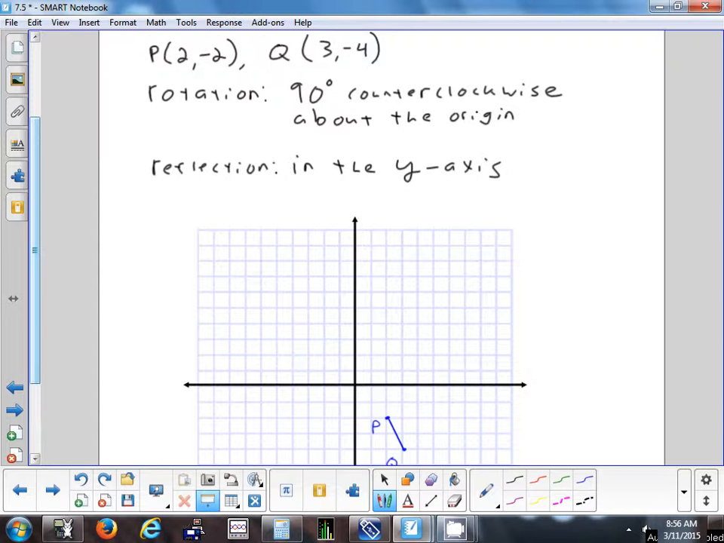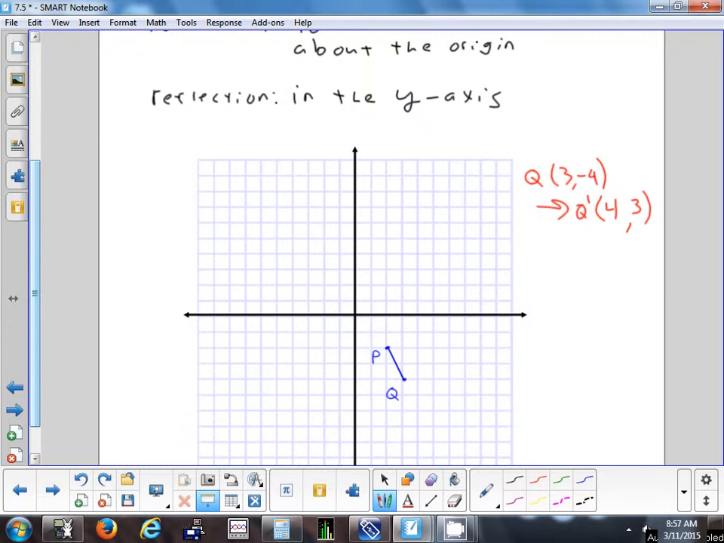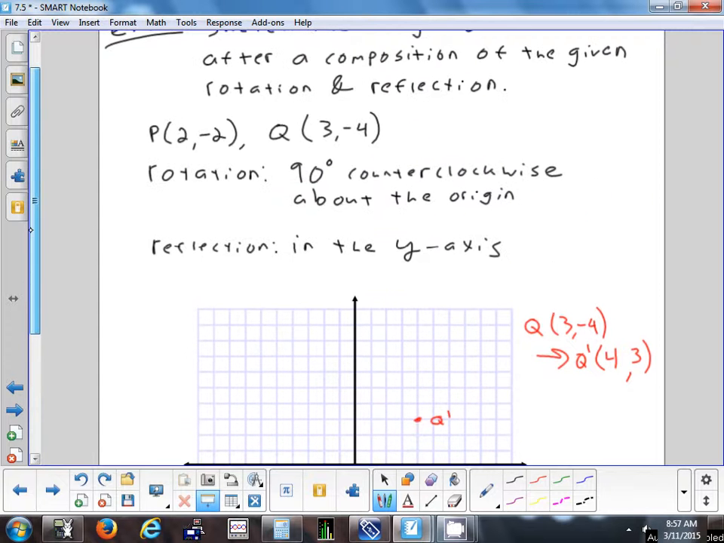All right, so off to the side, let's do Q. Okay, that's 3, negative 4. That's going to become Q prime. If I switch them, I'm going to get negative 4, 3, and then make the first one negative. So instead of negative 4, 3, it becomes positive 4, 3. Any question on that? Okay, so let's sketch it. 4 right, 4 up 3. Okay, there's Q prime. Let's do the same thing for P.